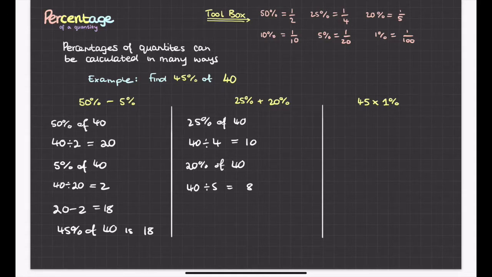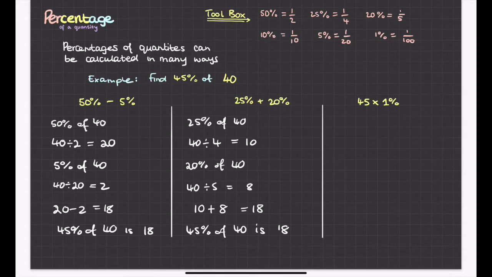And to add, I have to add them together, don't I? I've got 25%, I need to add on 20% if I want my 45%. So I'm going to do 10 plus 8, and that equals 18. So 45% of 40 is 18. That's good, we've got the same answer, so we know that we've not made any mistakes.